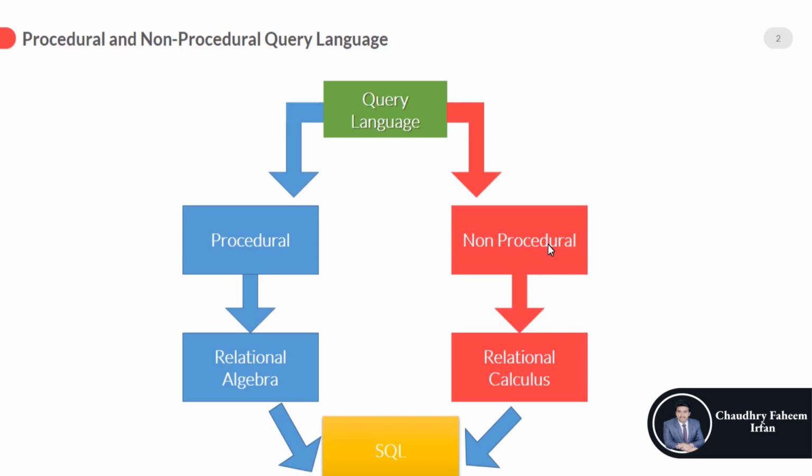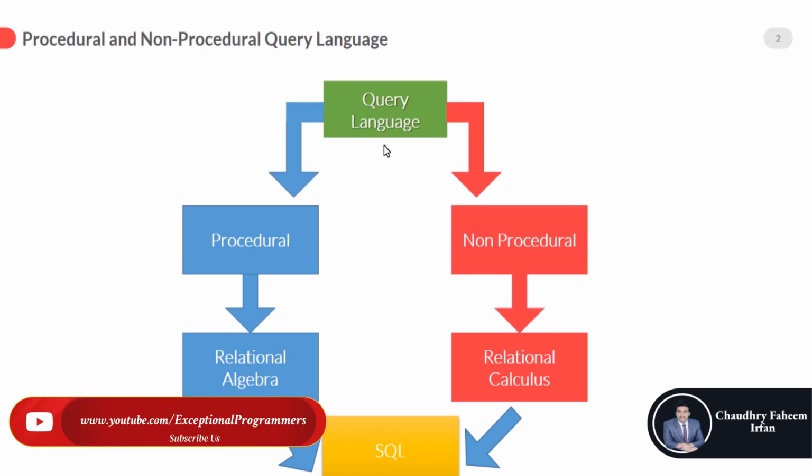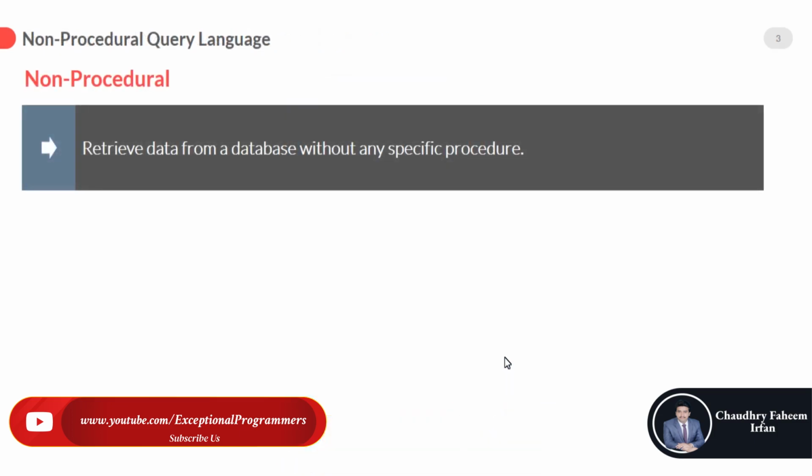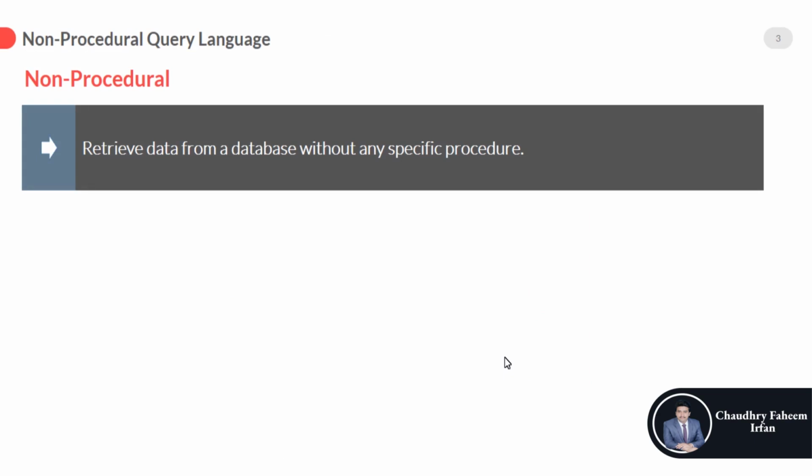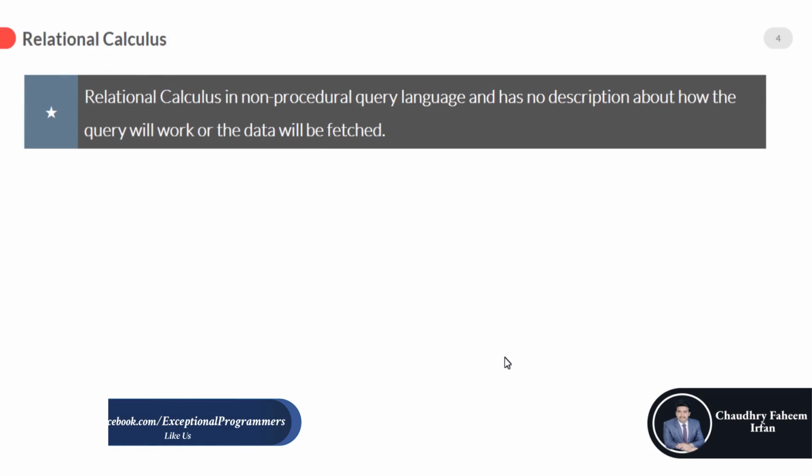Do you remember the definition of non-procedural language? We have two types of query language. Procedural language is relational algebra and non-procedural language is relational calculus. For revision, here is the definition: retrieve data from a database without any specific procedure. So without any procedure we can retrieve data from database. So this is called non-procedural language. Non-procedural language is the relational calculus.